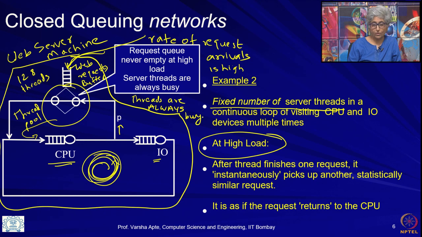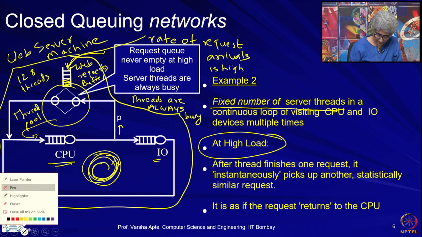Okay. So what are we assuming? We are assuming that the web server threads are always going to be busy. As soon as they finish fulfilling one request, there is going to be something in the queue for the thread to pick up, and then the thread will come back into the system. So what are we saying here? Suppose a thread, let me just change the color. Okay. This is at high load.